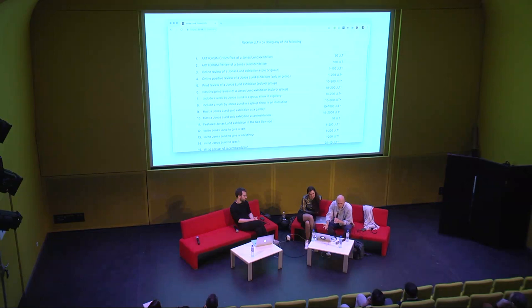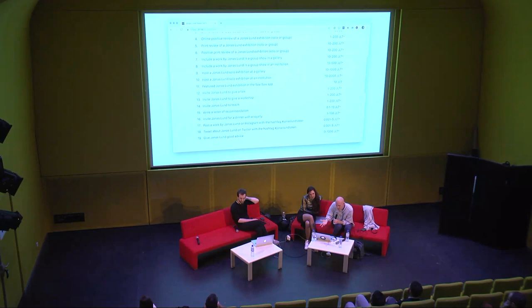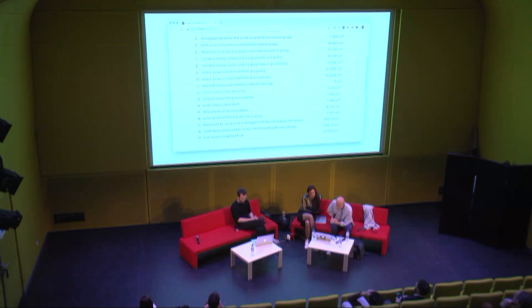So you can include a work by Jonas Lund in a group show in a gallery, and you can get up to 200 tokens. Invite Jonas Lund to give a talk, you can get up to 200 tokens too. Someone needs to submit a claim. And there's a range of different ones. Number 19, give Jonas Lund good advice: you can get up to 1,000 tokens. It's pretty good. Write a letter of recommendation, invite Jonas to teach, invite Jonas to give a workshop. Then you submit a claim here.